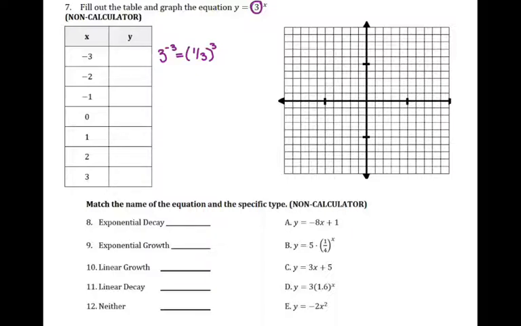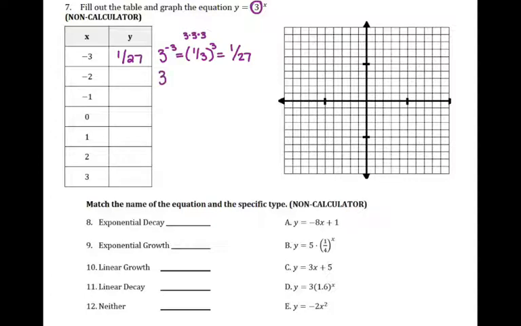Now, 1/3 to the third power, well, 1 to the third is 1 times 1 times 1, which of course is 1. 3 to the third, or 3 cubed, is 3 times 3 times 3, which is 27. So that means 3 to the negative third power is 1/27.